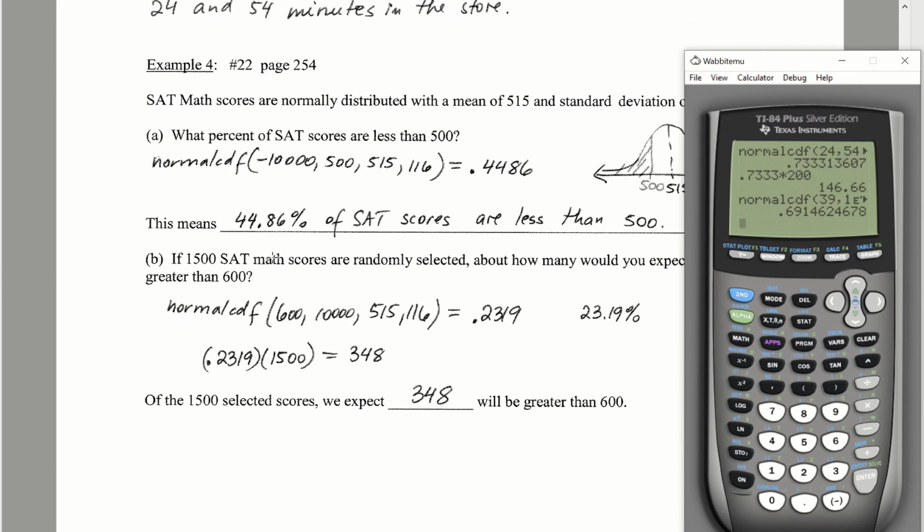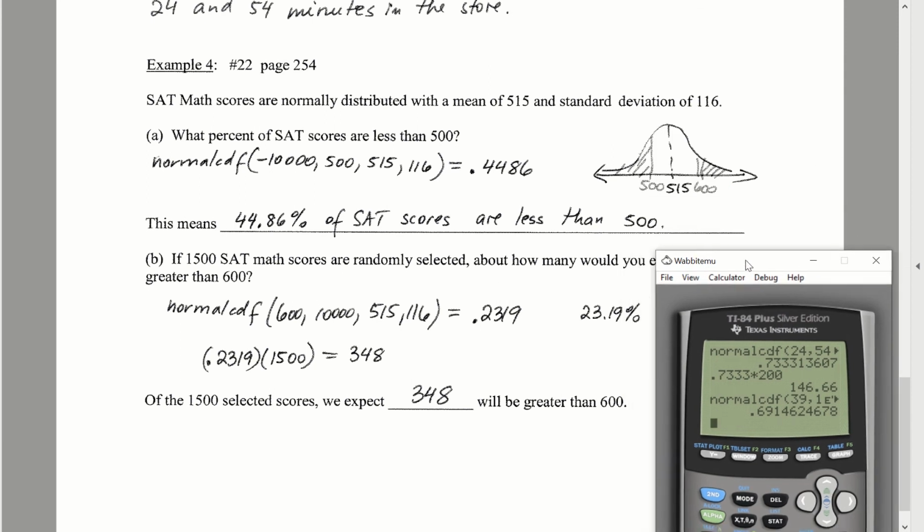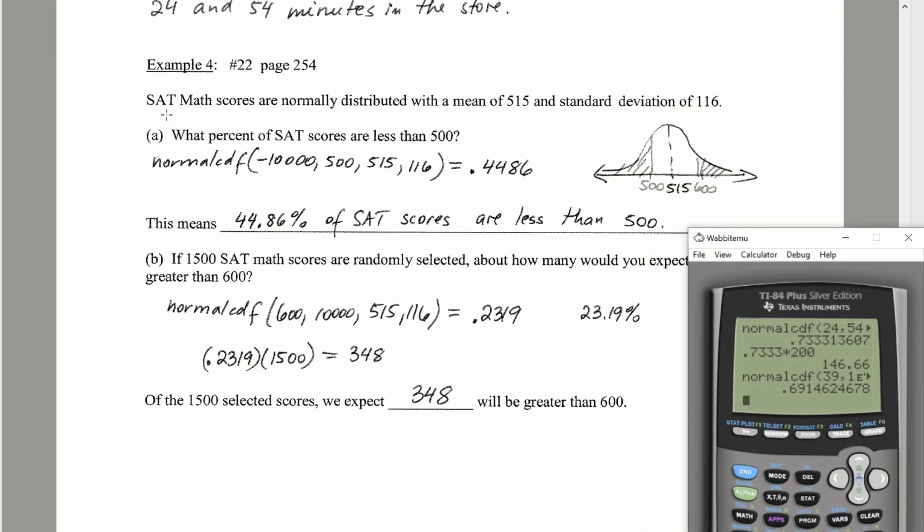We have one more example in 5.2. Let's take a look at math SAT scores. They tell us that the SAT math scores are normally distributed with a mean of 515 and a standard deviation of 116. What percentage of SAT scores would be less than 500? So again, we're looking for a percentage this time. Let's find the proportion of the probability first. If it helps, go ahead and sketch it out.